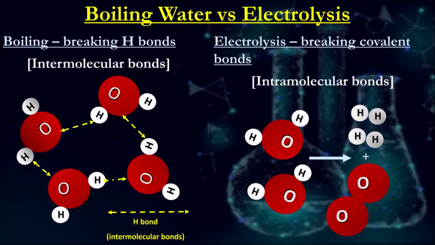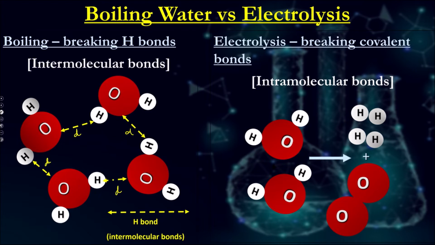Alright, so let's have a look at what's happening when we're boiling water and when we are using electrolysis. Let's look at how boiling water breaks apart the hydrogen bonds, and let's also look at how electrolysis breaks the covalent bonds between the oxygen and the hydrogen atoms. So when we're boiling water, we're actually increasing the little distances between these intermolecular bonds.